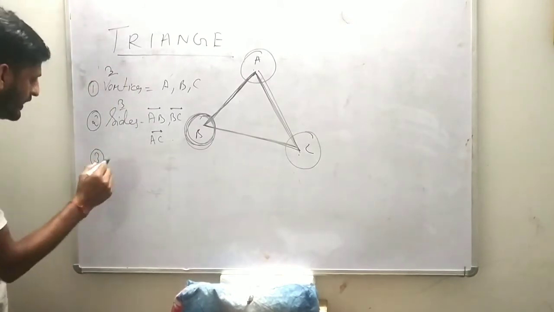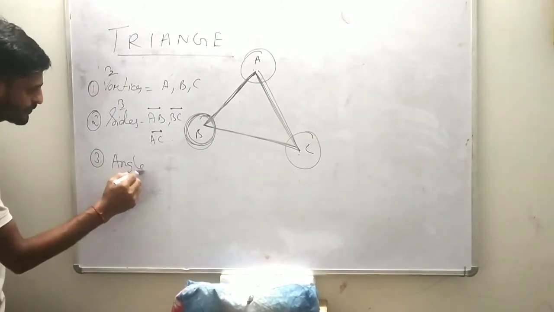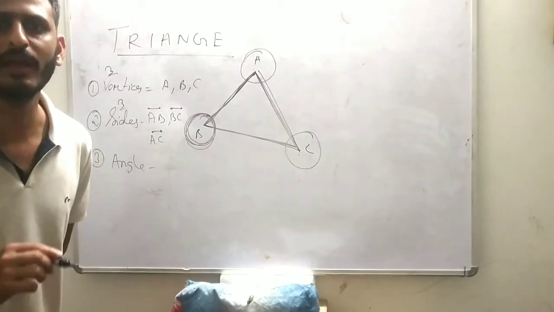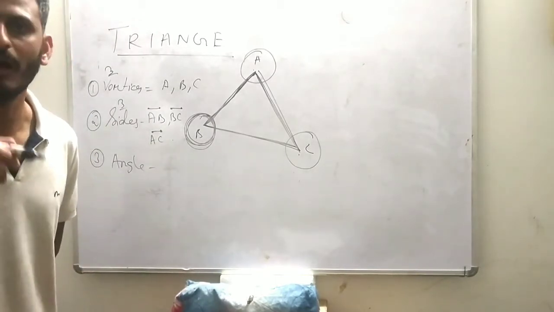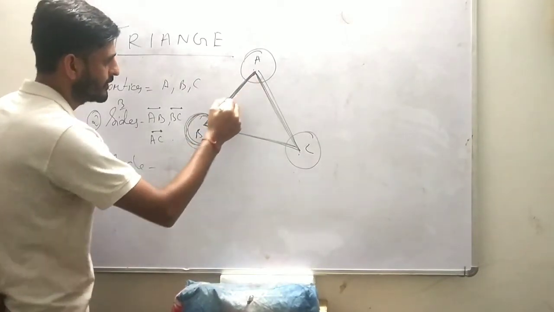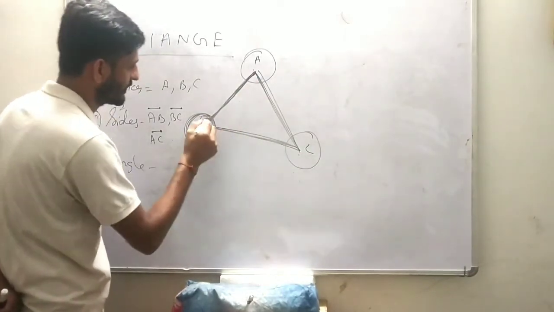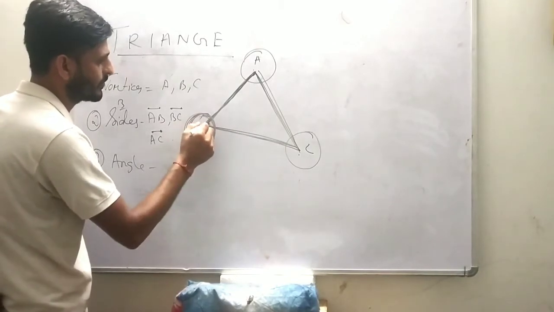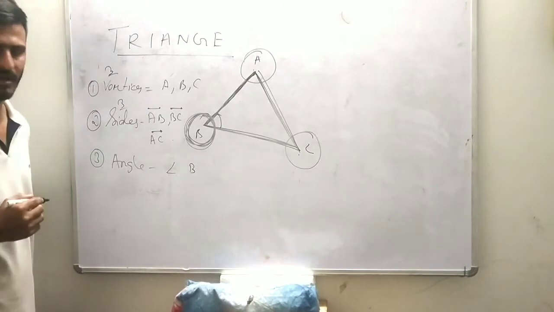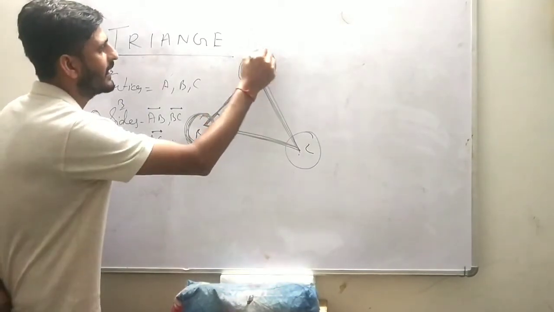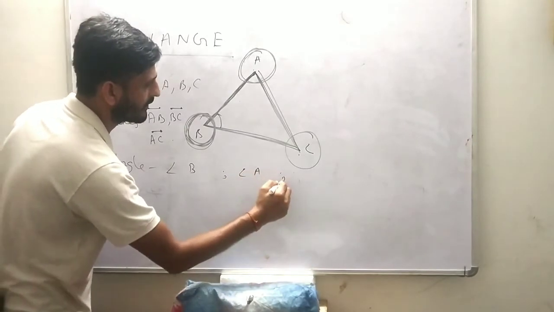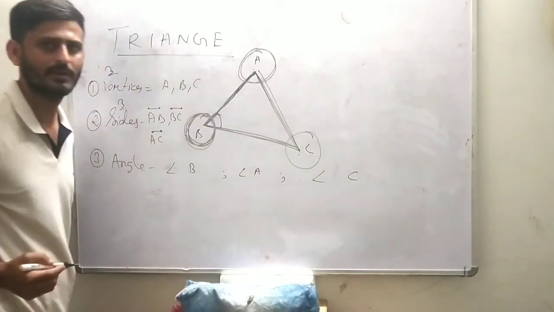Now let us go for the angles. How many angles can we get? What is an angle? When two rays have the same common initial point, that is the vertex. This and this have the same common vertex and initial point. This is the angle B. Similarly, here we can write angle A, or here angle C.